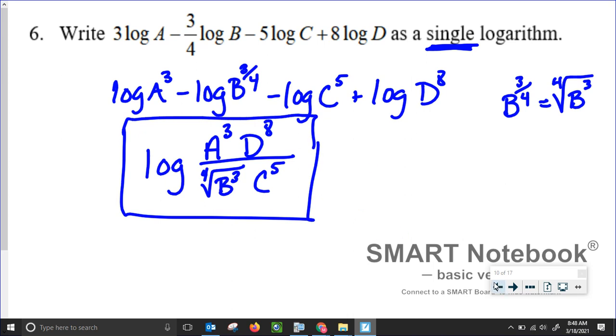What if we wrote b to the 3/4 instead of the 4th root of b to the 3rd? I would probably take like a half of a point off. You would still get 7.5 of the 8 points for this. So you would get a little tiny fractional point off, but 7.5 out of 8 is still an A for that problem.